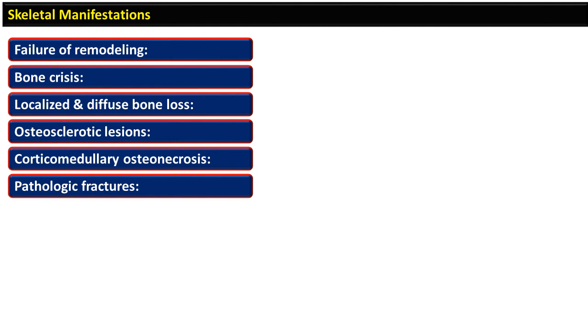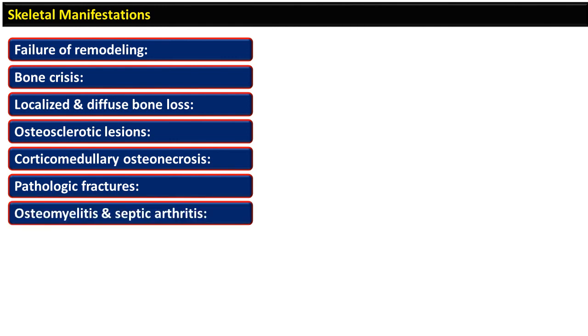Pathological fracture, as we have seen, disturbed metabolism with thinning of the cortex, osteolysis and osteosclerosis, etc. It may lead to spontaneous fracture of the vertebrae, long bones or pelvis. Then osteomyelitis and septic arthritis are caused by hematogenous spread of coliform and anaerobic organisms, usually after surgery.